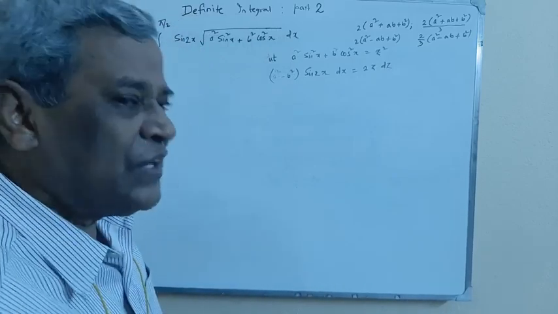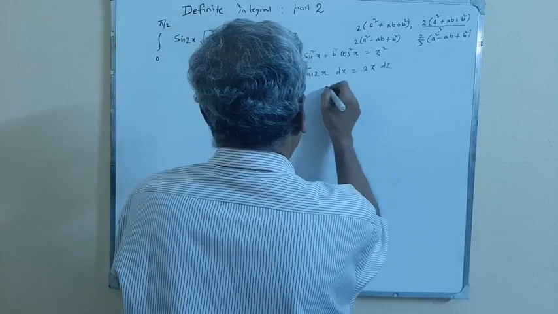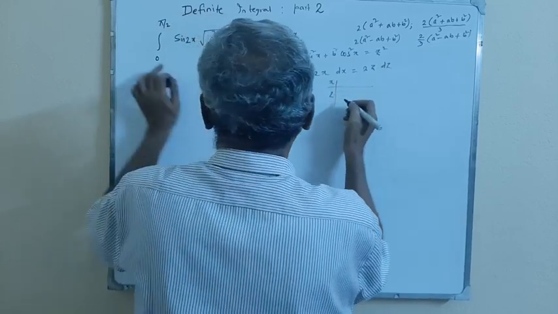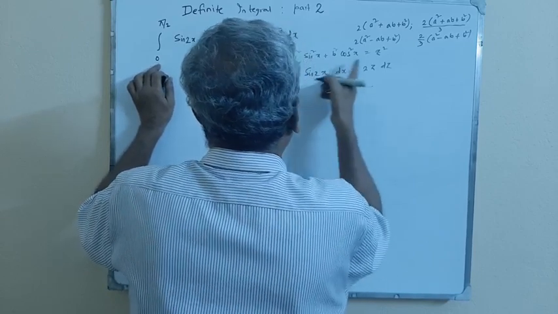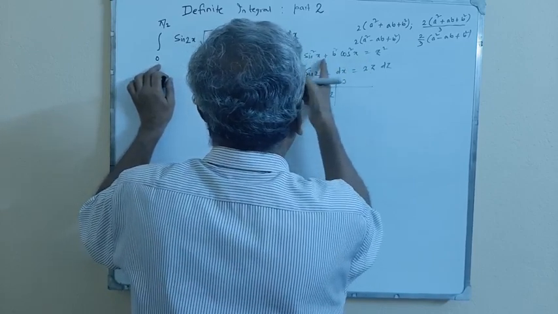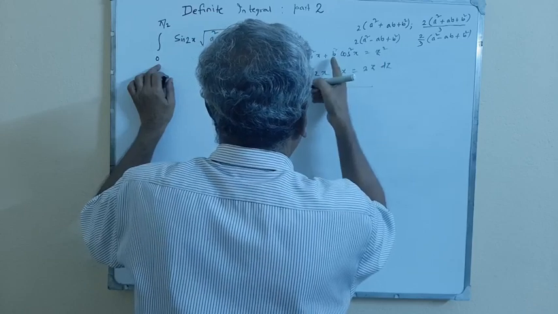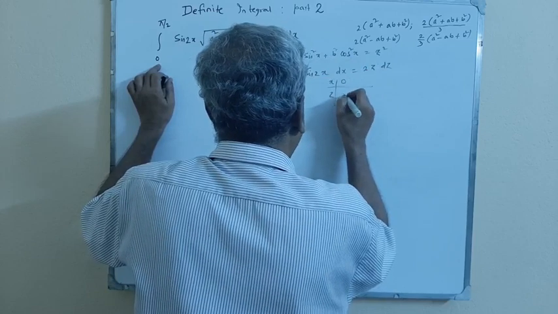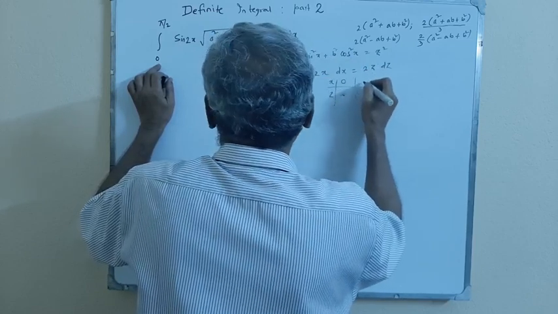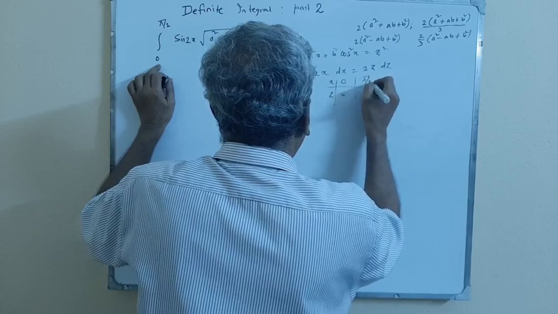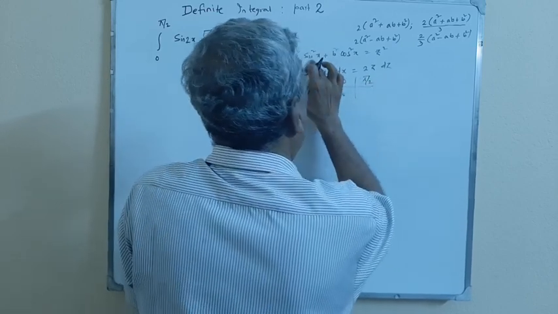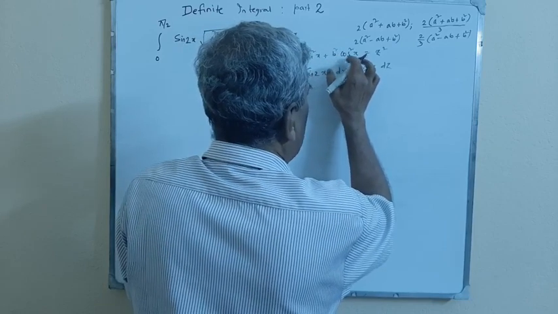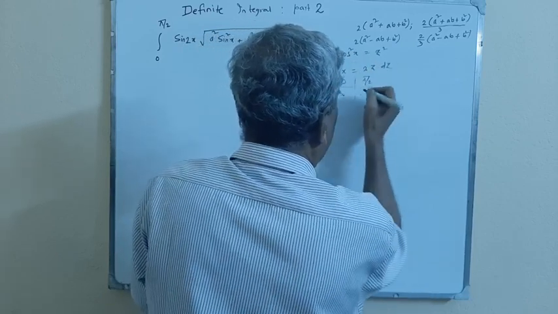Now, change of limit. When x is equal to 0, this becomes 0. So z square is equal to b square cos square 0, which means b square. So z is equal to b. When x is equal to pi by 2, this becomes 1, that is a square, plus this becomes 0, since cos square pi by 2 is 0. So z is equal to a.